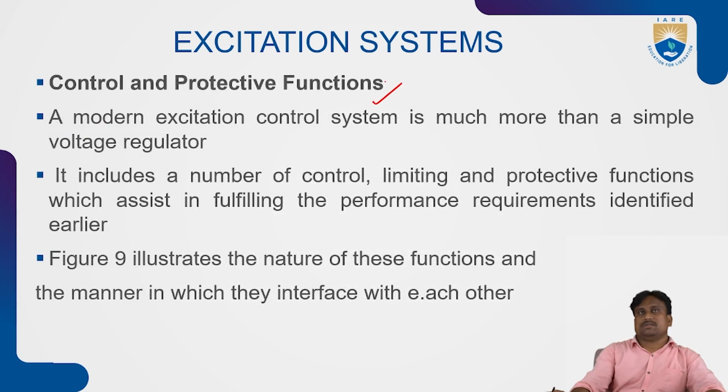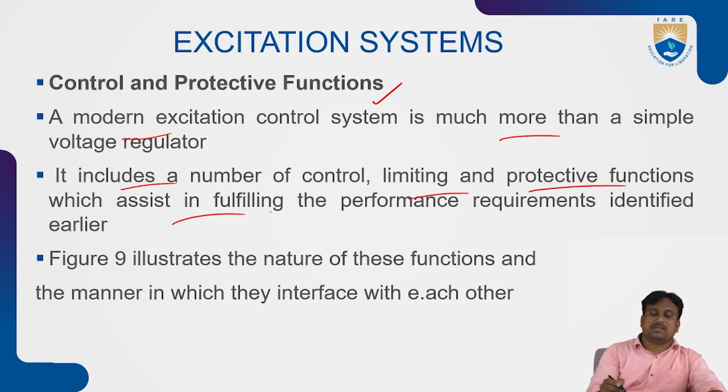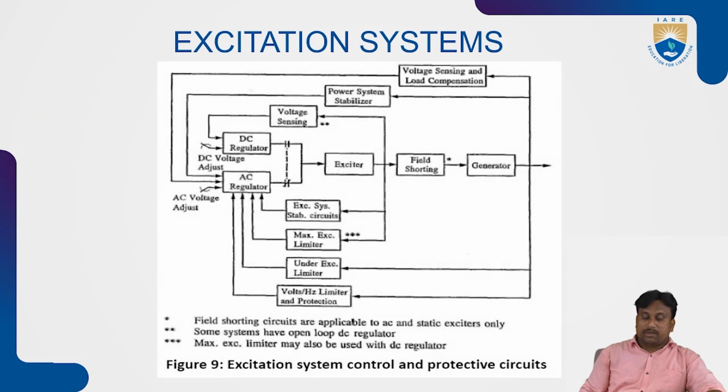Control and protective functions. Usually, modern excitation control systems are more than a simple voltage regulator. That means they include a number of control, limiting, and protective functions, which assist in fulfilling the performance requirements identified earlier. The diagram is expected to illustrate the nature of these functions and the manner in which they interface with each other. That will be shown here.